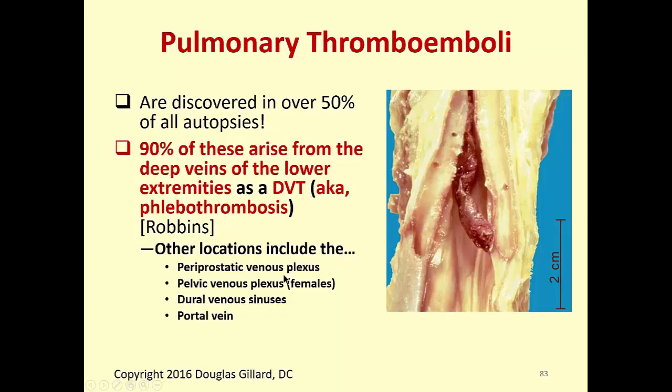Other locations, so it's not always the deep system they come from. They can come from the venous system around the prostate, the periprostatic venous plexus, the venous network around the pelvic region, around the uterus, and the dural venous sinuses of the brain can do it. Portal vein can do it. It's not all the time, but those are much more rare.